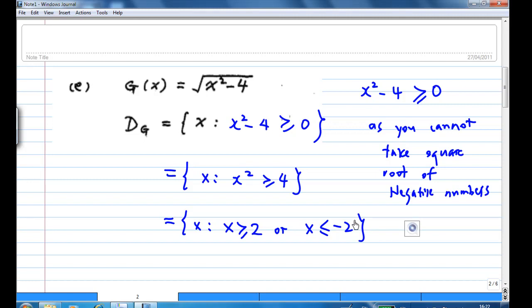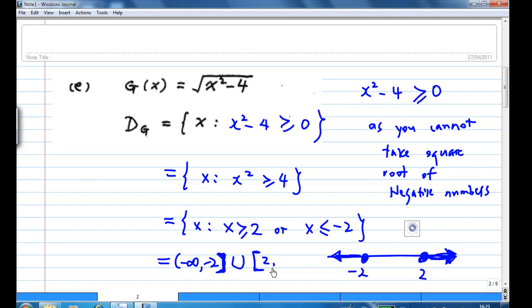So this is the set of numbers. There are two key points, 2 and minus 2. So I must have the number greater than or equal to 2 or less than or equal to minus 2. So in terms of intervals, you can write them as a union of intervals: from minus infinity to minus 2, including minus 2, union the interval from 2 to infinity, including 2.